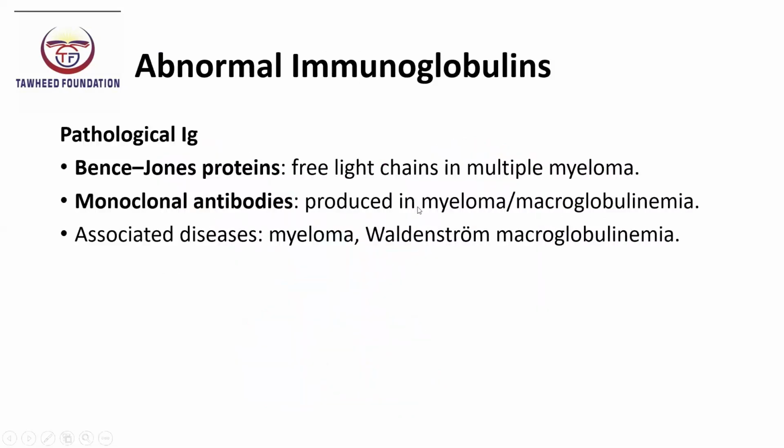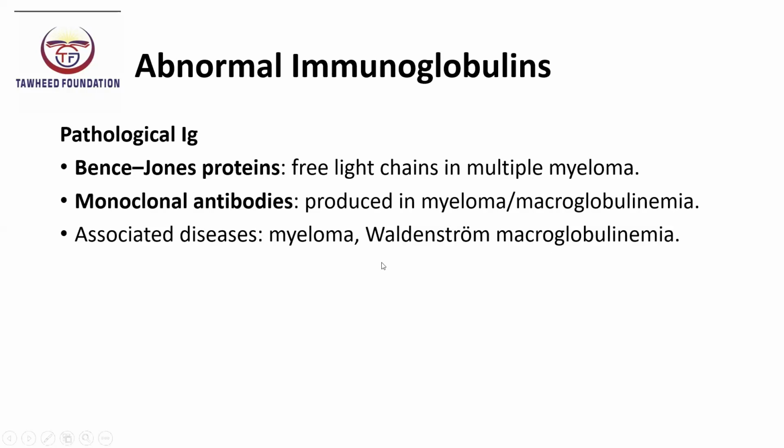Next are abnormal immunoglobulins. In certain pathological conditions, like multiple myeloma, plasma cells produce abnormal monoclonal immunoglobulins. These are structurally similar to normal antibodies but are produced in excess by a single clone of cells. Bence-Jones proteins, for example, are free light chains excreted in the urine of myeloma patients. Depending on the clone involved, myelomas may produce excessive IgG, IgA, IgM, IgD, and IgE.